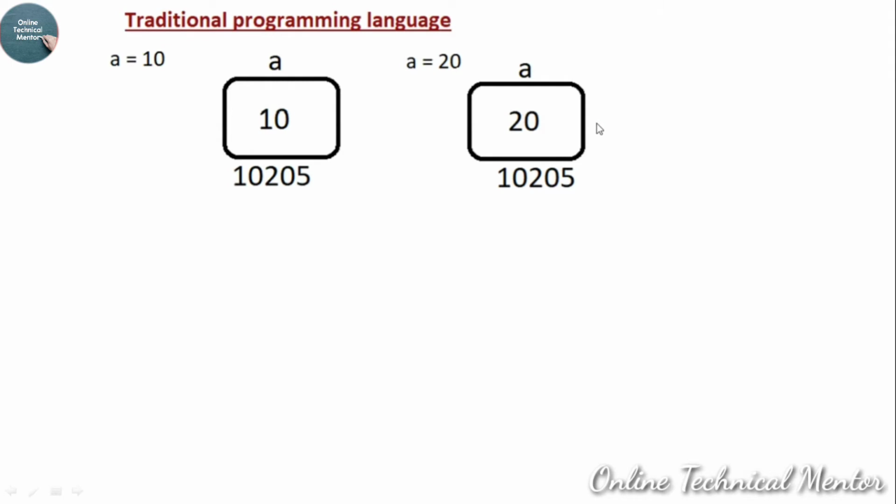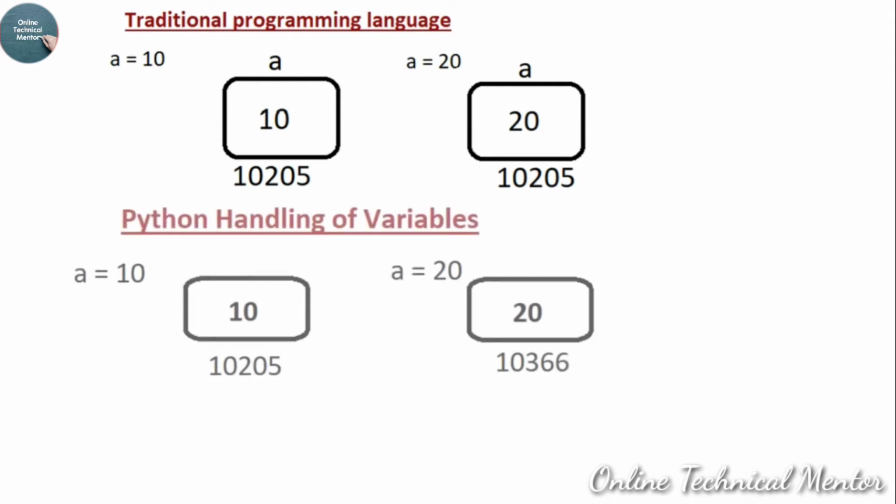But in Python programming language, it treats variable in some other way. Look, when you are assigning a equal to 10 in Python, the value 10 will be allocated within some memory location. Suppose its address is 10205. So not the variable, the value is getting some address and the a variable will now point to that memory location. Or you can say that a is referring to the value 10.